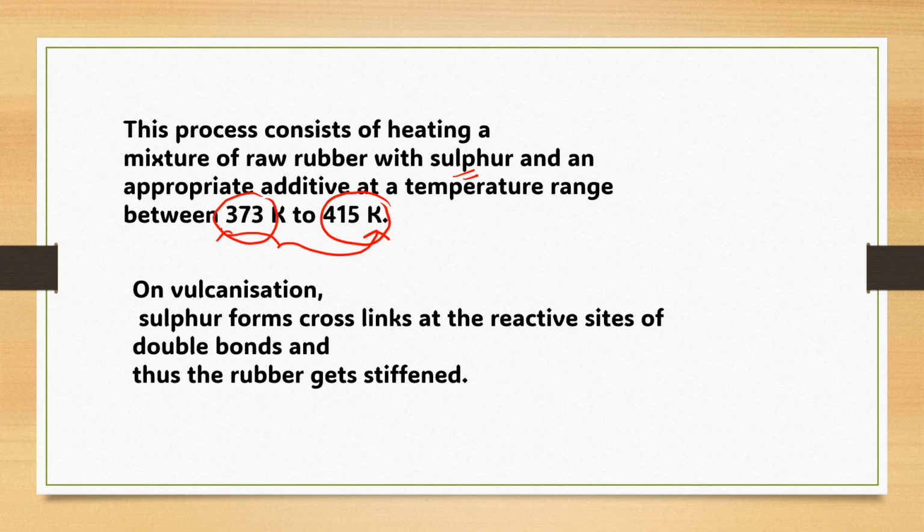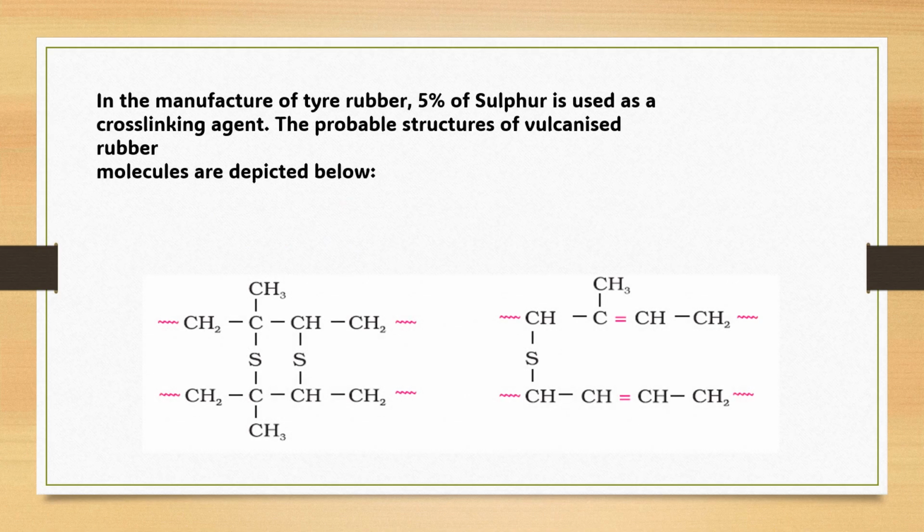So, what happens during vulcanization? Sulfur forms crosslinks at the reactive sites of double bonds, and thus the rubber gets stiffened. How it happens, you will see with an example. So this was 1, 2, 3, 4. This was hydrogen. This was hydrogen. This was methyl. This was double bond. This is also double bond. Here also one hydrogen is there. Here also two hydrogens are there. So this is the isoprene structure.